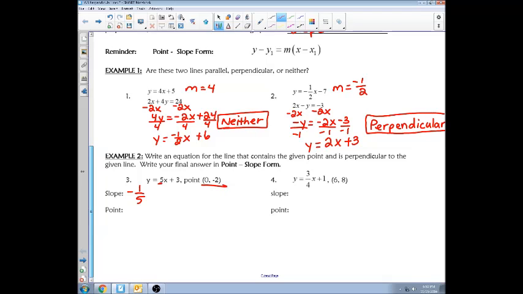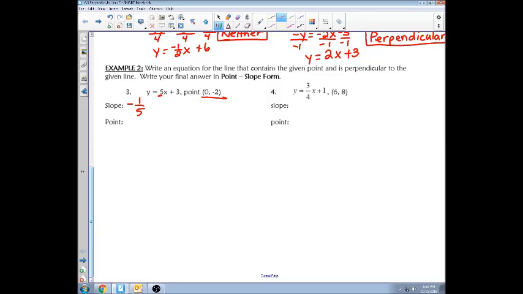The point is that point there. I don't need to go ahead and rewrite that. So what we're going to do is write this in point-slope form. So it would be y, opposite of negative 2, so positive 2, is equal to negative 1 over 5 times x. Opposite of 0 could just be negative 0. Okay. Since that's not in simplest form, let's continue. It would be y plus 2 is equal to negative 1 over 5x. That is in simplest form, and that is a perpendicular line, so we are good.